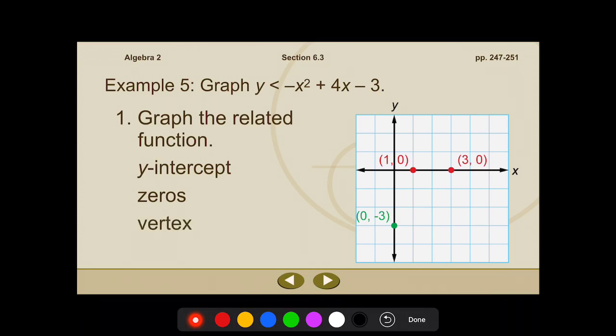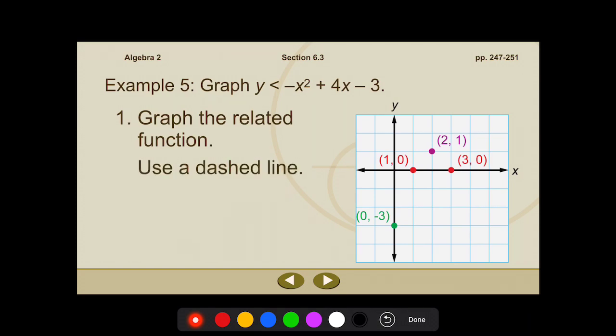So you would do all that, you get this information, and we can find the vertex. Once we write this in vertex form, you guys already know that it would be 2 and 1 here. And then you can already see the shape of your parabola taking form. You're going to go ahead and graph this. And then we're going to use dashed lines.